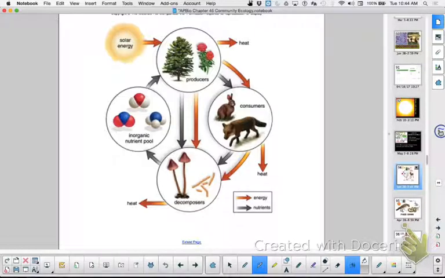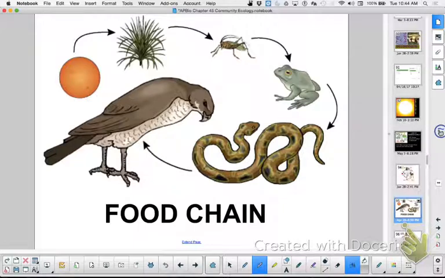So the energy is represented in orange. The energy is flowing through the system. It's originating at the sun. You're losing some at each level. Okay, and then you can see the nutrients are cycling. Now, how they might cycle is here in a food chain.